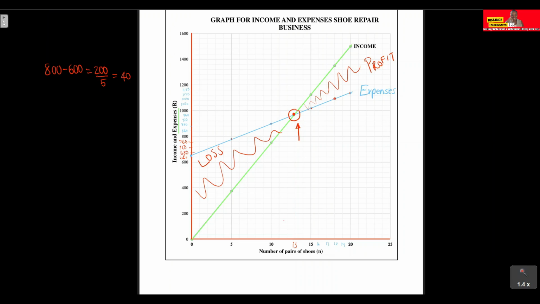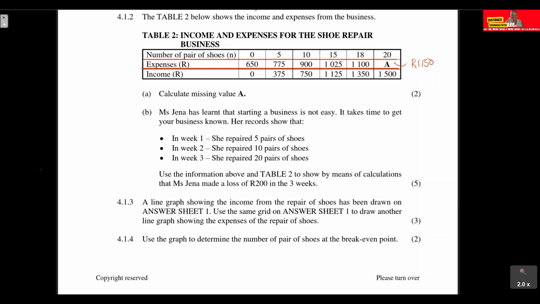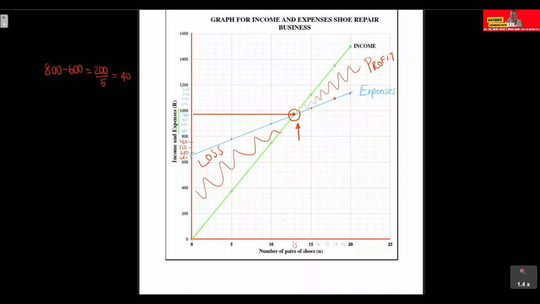However, guys, this question is not asking you to do a break-even analysis of the graphs that are given, right? It just wants you to determine the break-even point, right? 13. Okay, so from using the graph, what would be the number of pairs of shoes at break-even point? So here they don't want the break-even point, they just want you to determine the number of pairs of shoes at break-even point. And from here, guys, we already saw that the number of pairs of shoes at break-even point is equal to 13 pairs of shoes.